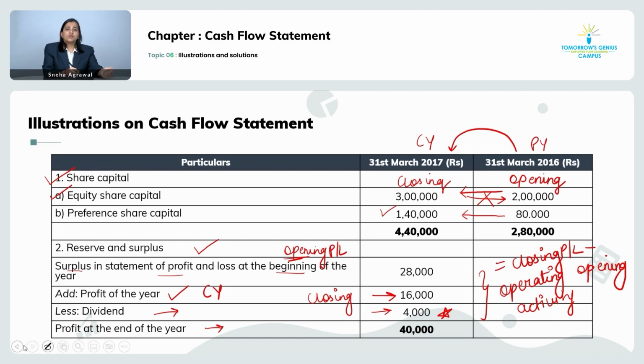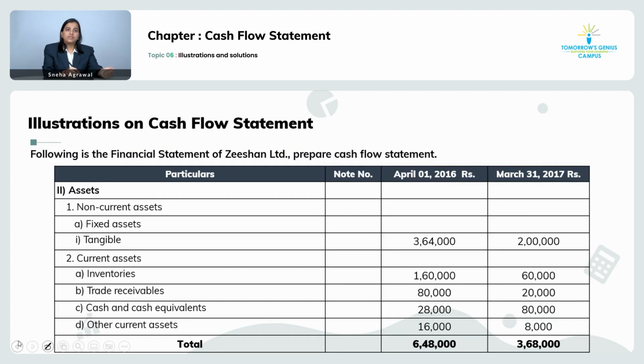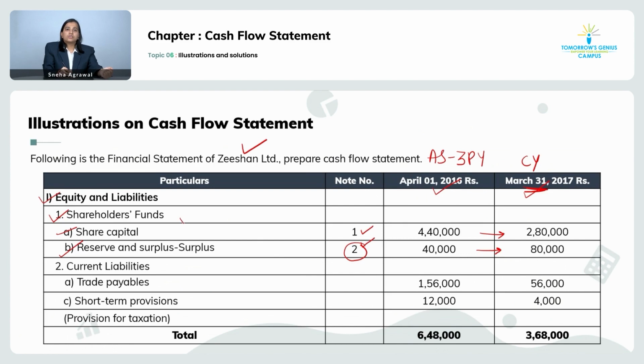So the first part of the balance sheet we have understood is shareholders' fund, in which share capital and reserves and surplus were given. The second part of the liability side is the current liability. For that purpose we check, the first thing is trade payables. Trade payables are your creditors plus your bills payable.